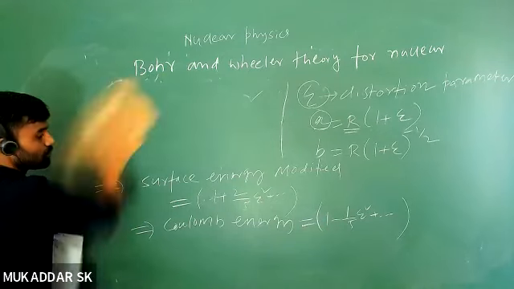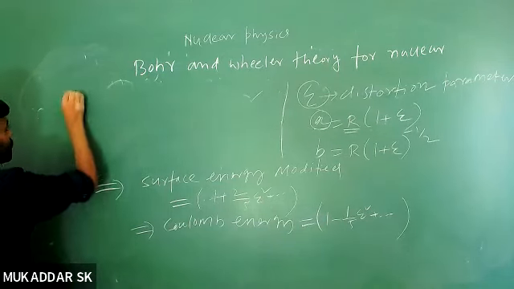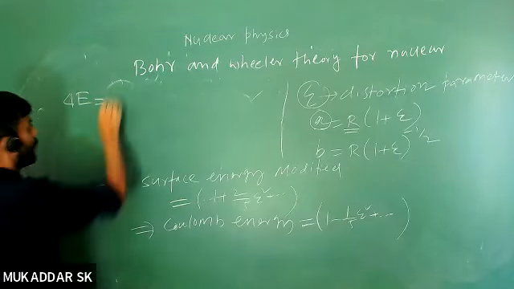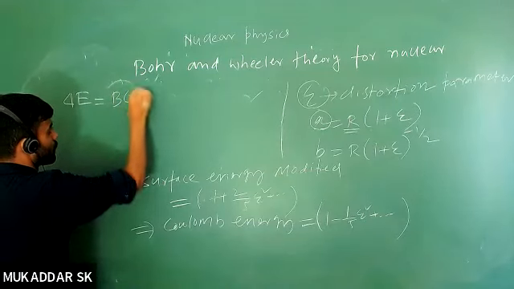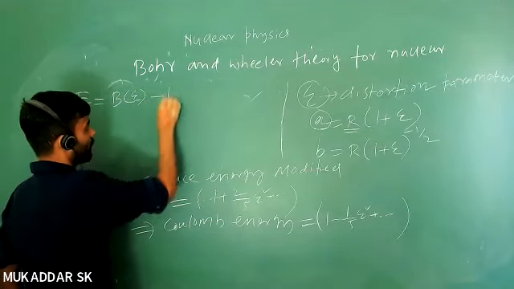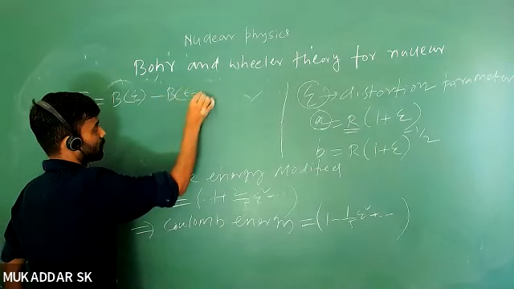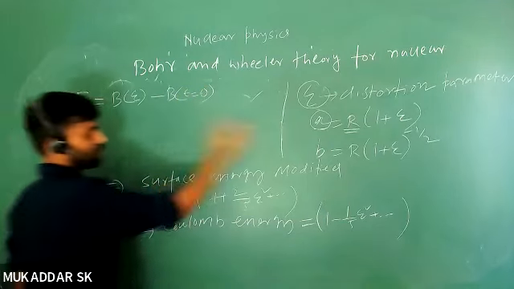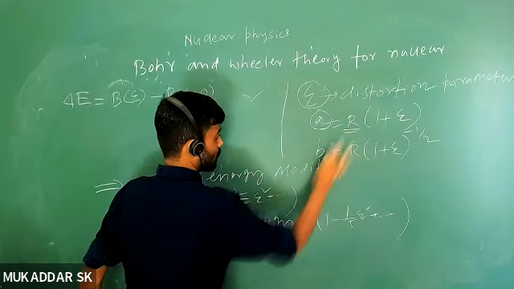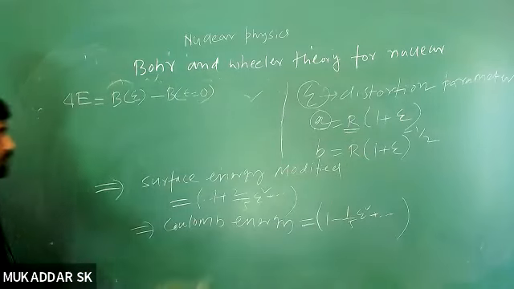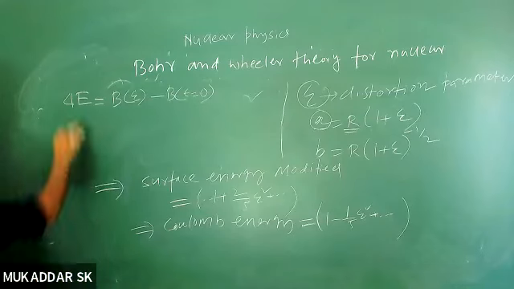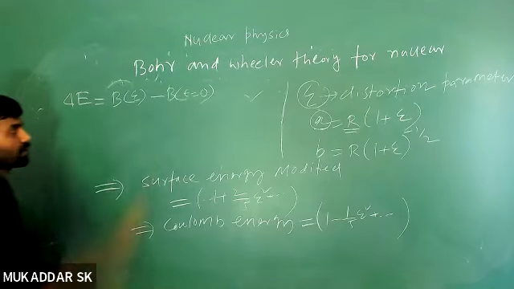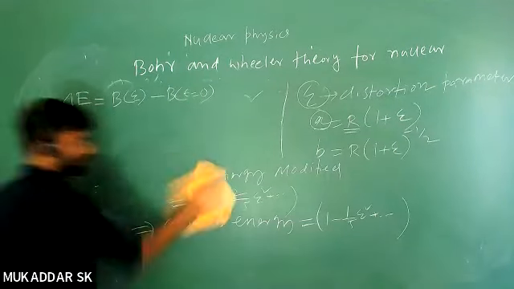Delta E, the change in energy due to change in shape. How will you write it? Binding energy of elliptical shape minus binding energy of spherical shape. So for a sphere, epsilon will be how much? 0, right? Because if you substitute epsilon 0, A will be R and B will be R. Did you get it? So it will become a sphere. So the change in energy due to the change in shape is nothing but the binding energy of elliptical shape minus the binding energy of the spherical shape.